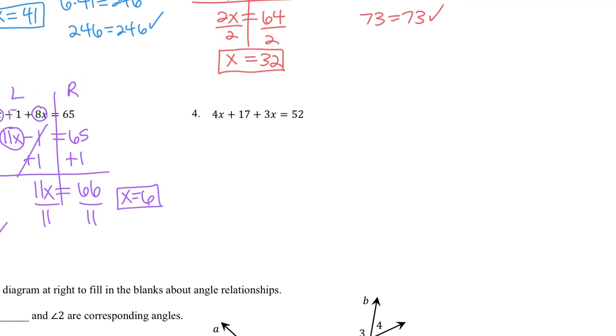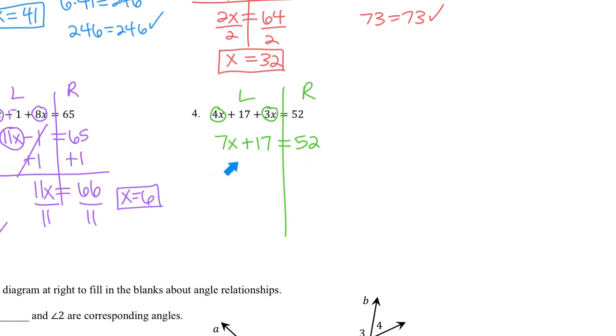Now number 4, we are solving another equation with more than 2 terms on a side. So we have 1, 2, 3 terms on this side. I'm going to circle the like terms. And again, since they're both on the same side, so they're both on the left side, I get to combine them. So 4x and 3x becomes 7x, but I still have this plus 17, so I'm going to bring that down here, equals, then we get 52.